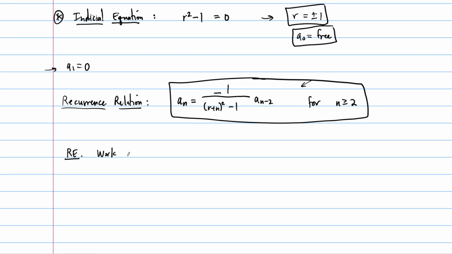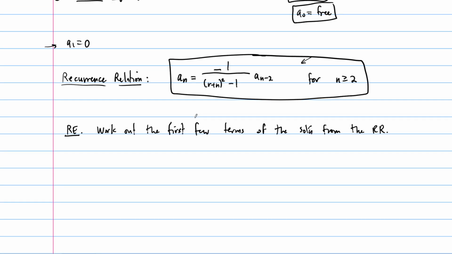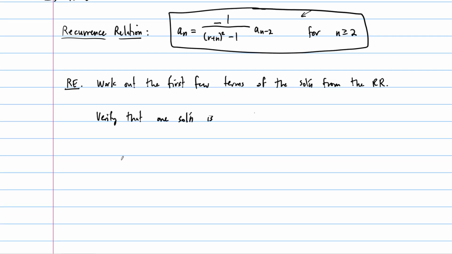So work out the first few terms of the solution from the recurrence relation, for either r equals 1 or r equals minus 1, and then verify that one of the solutions turns out to be the following function, which actually gets a name. It's called J1 of x.